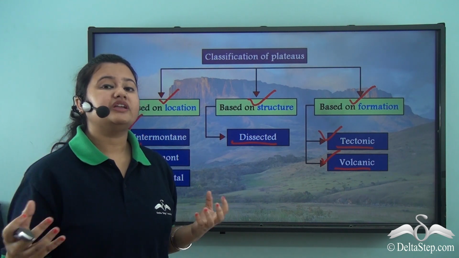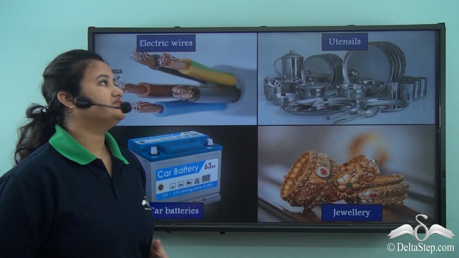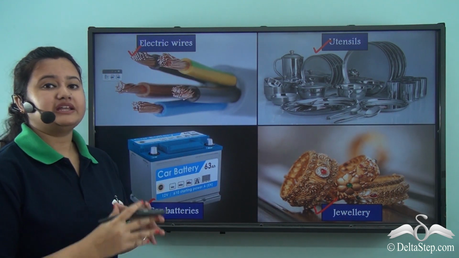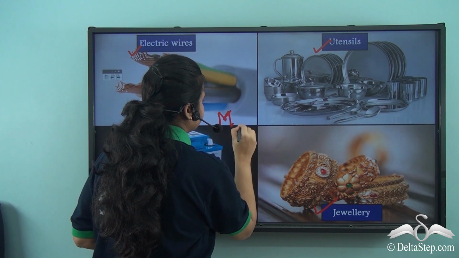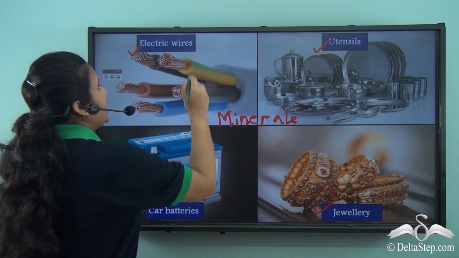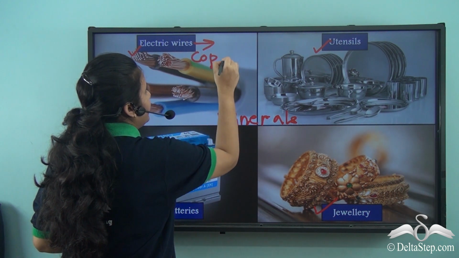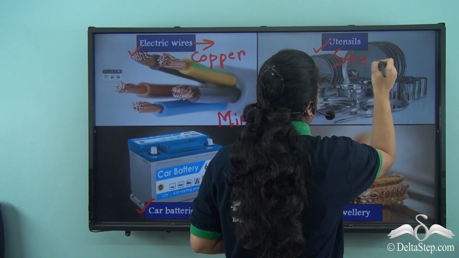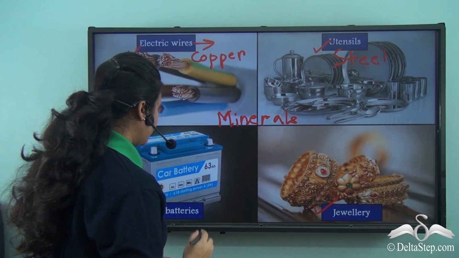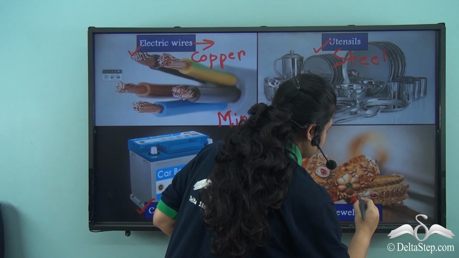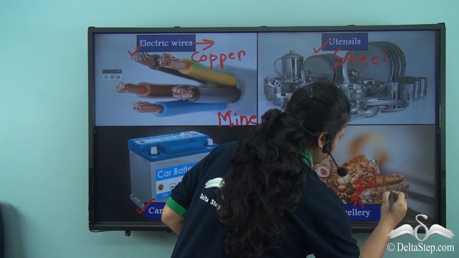Now let us discuss various importance of plateaus. A number of items that we use in our daily lives like electric wires, utensils, car batteries, jewelries, etc. are made up of important minerals. For instance, electric wires are made up of copper or aluminium. Again, utensils are made up of steel, which is an alloy of iron. Car batteries are made up of lead, while jewelries are made up of precious metals like gold or silver.